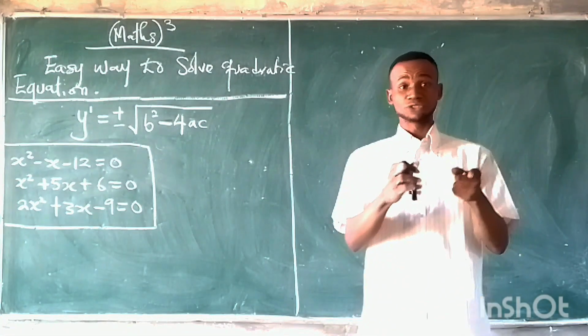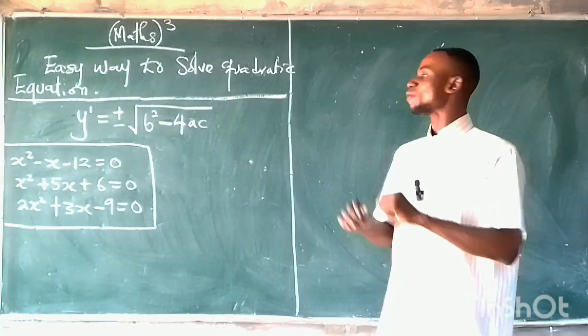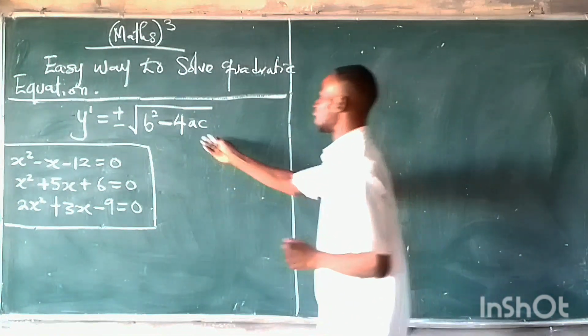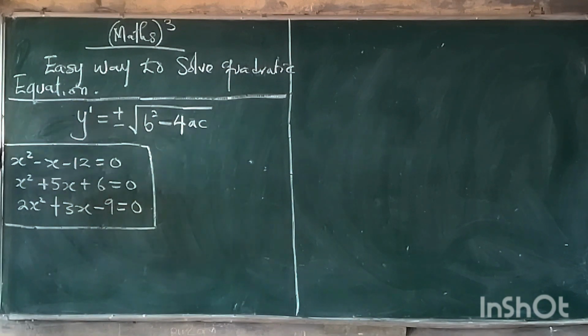Basically, you guys are going to enjoy it. Trust me, this is the easiest way to solve quadratic equations, with easy points and easy terminology. Now, let's look at this formula. It's very new for you. It looks like the almighty formula, but it's not the almighty formula if you check it very well.